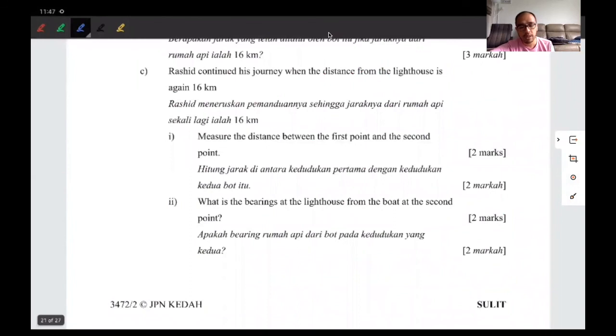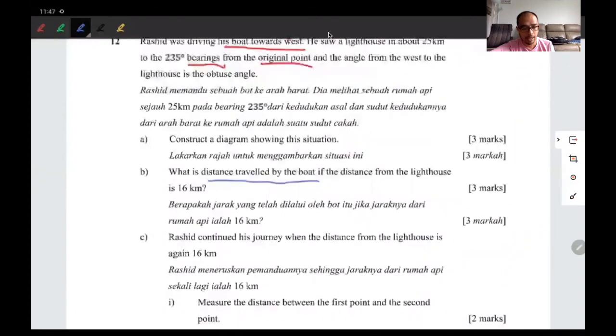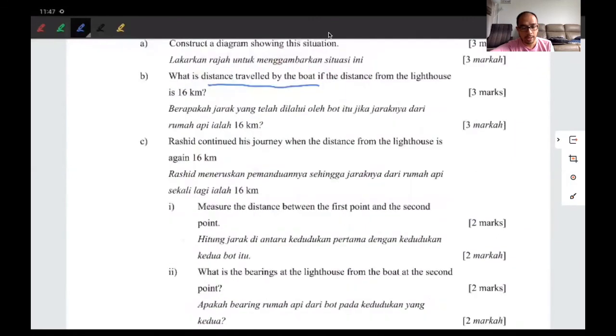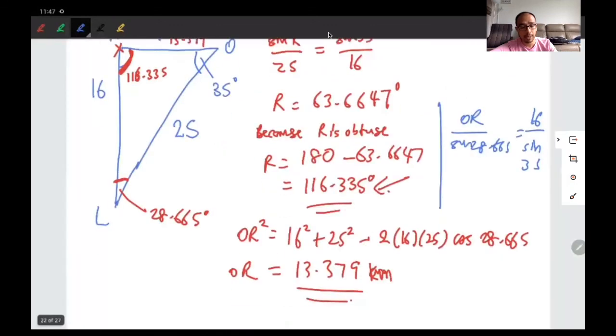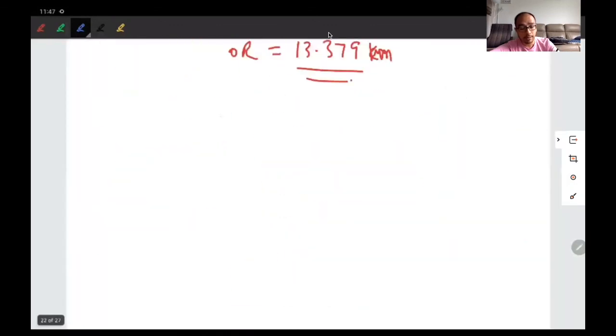Okay, Rashid continued his journey when the distance from the lighthouse is again 16 kilometers. Measure the distance between the first point and the second point. Originally, Rashid is over here. This is 16, and this one we know is 13.379. This is 25. This is where the lighthouse is, this is O, and this is where Rashid is. Sorry, I'm going to draw this in red.